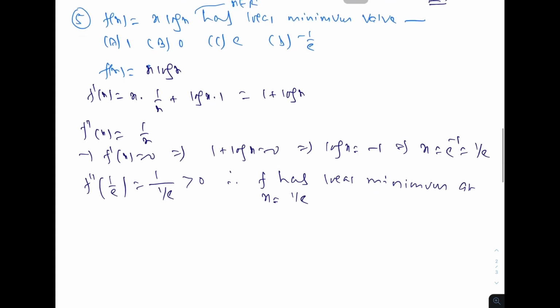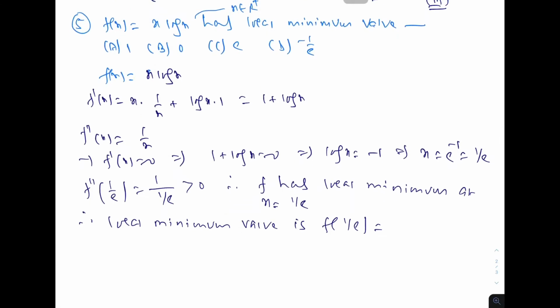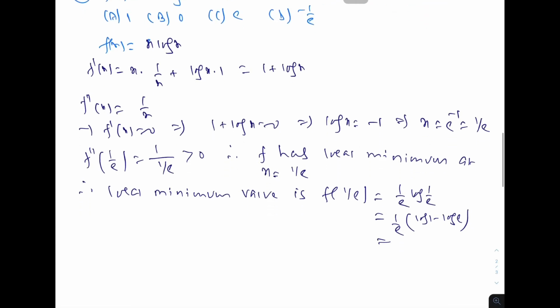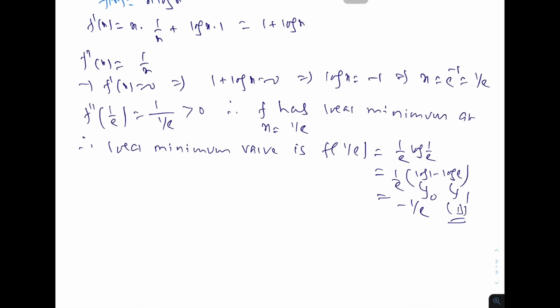We want local minimum value, so therefore local minimum value is f of 1 over e, and that is nothing but 1 over e log of 1 over e, and so this is 1 over e, and this is the log 1 minus log e. So this is log 1 is 0, log e is 1, so this is minus 1 over e. So answer is B, minus 1 over e. Okay.